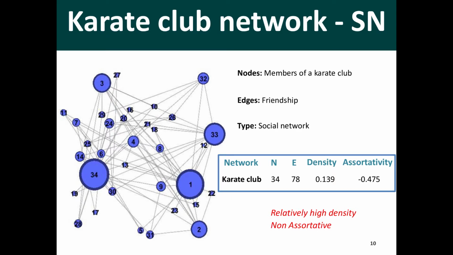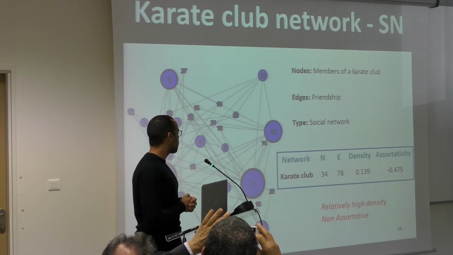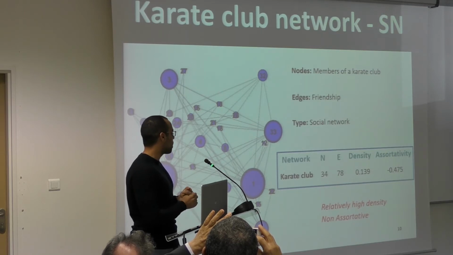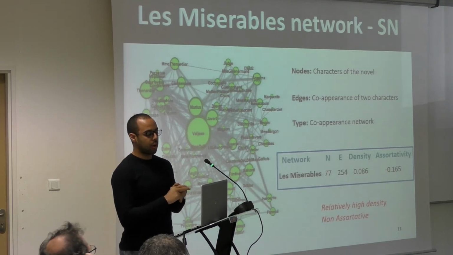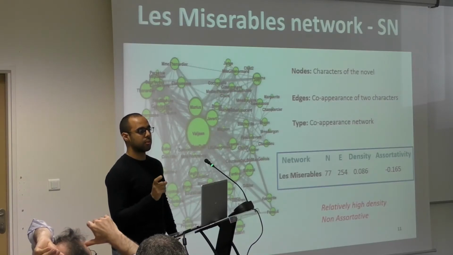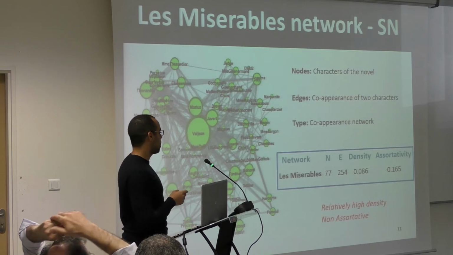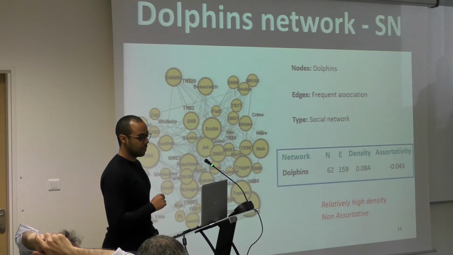The first small network is Karate Club. It's a social network where nodes represent the members of a karate club, and the links represent their friendship. This network has a relatively high density and a negative assortativity. Les Misérables is a co-appearance network where nodes represent the characters of Victor Hugo's novel, and a link between two characters exists if the two characters appear in the same chapter. This network has a relatively high density and negative assortativity.